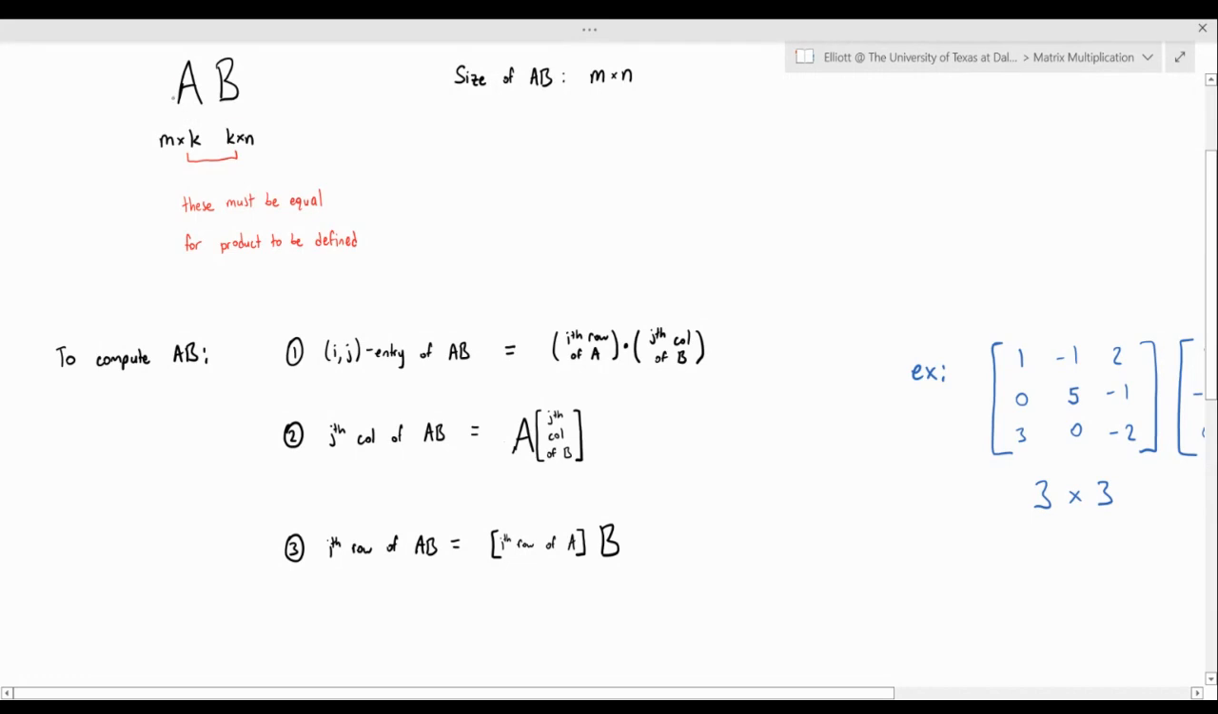in order to multiply the two matrices, their sizes have to match up in a certain way. So if A is size m by k, B has to be size k by n. These numbers in the middle have to match up in order for the product to be defined. If the product is defined, then the size of the product AB would be m by n. So it's these outer numbers, if you will, that determine the size of the product.